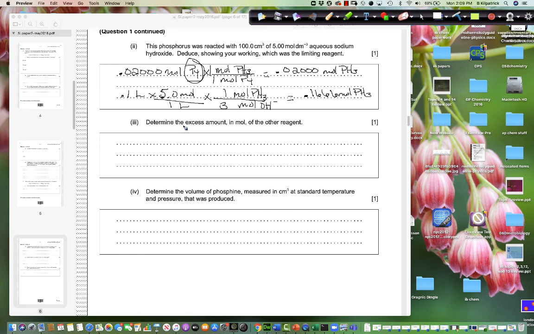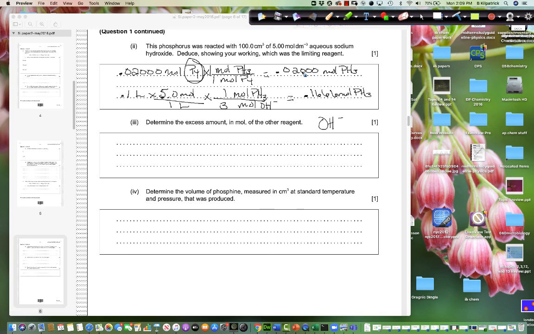All right, so determine the excess amount in moles of the other reagent. Well, the excess reagent is going to be your hydroxide. So it wants to know how much hydroxide is left over. So you can do this 2 different ways. You can start with the limiting reagent, or you can just start with your answer. So you can start with your amount of product and say, okay, how much hydroxide did it take to make the amount of product that I could make?